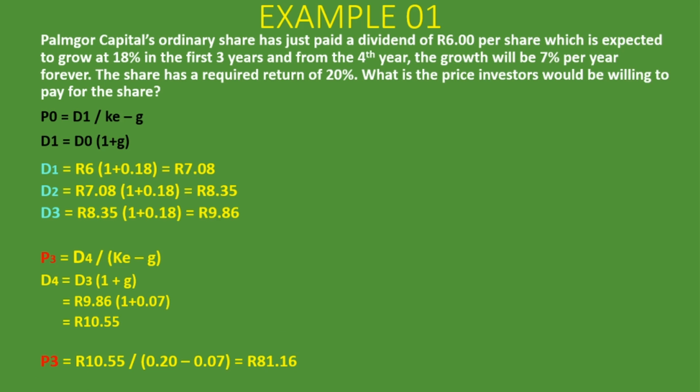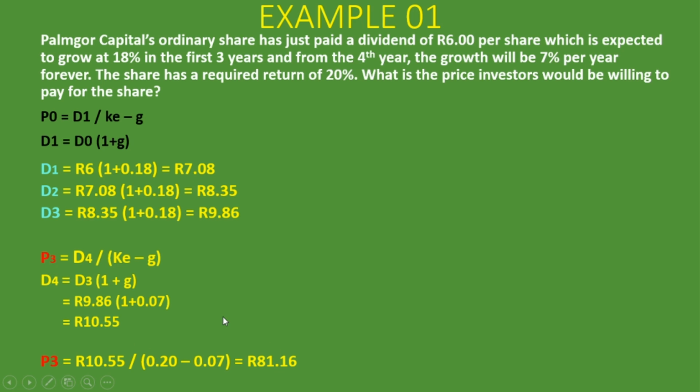I hope you're following along well and you're understanding the process we're going through. We have done the first step of calculating the dividends during the supernormal period, which is the dividend at year 1, year 2, year 3. Then we have done the second step of calculating the market price per share at period 3, which is the final year of the supernormal period, and we have gotten the answer here, 81 rand 16 cents.